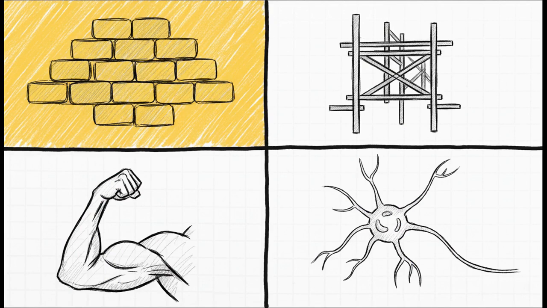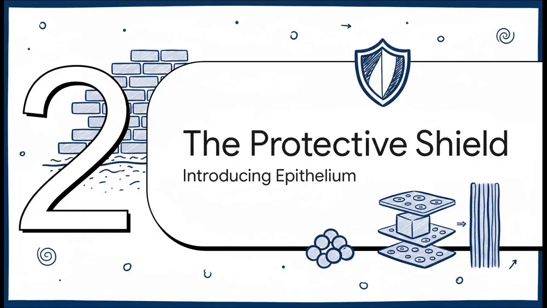That's it. You've got connective tissue holding things together, muscle tissue for movement, and nervous tissue for sending messages. But today, we're zeroing in on that first one, epithelial tissue. This is the stuff that covers and lines just about everything. All right, time to meet our star player for today, the protective shield, also known as epithelium. Just imagine one single material that's tough enough to protect you from the outside world, smart enough to control what gets in and out, and versatile enough to form tiny little factories. It sounds like science fiction, but that's epithelium for you.